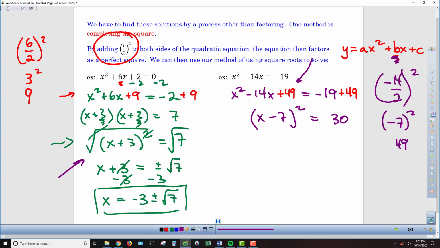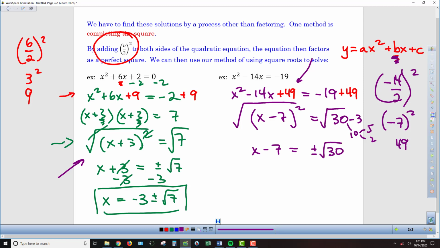So we want to undo that square by taking the square root of both sides. We're now solving using square roots. So the square and the square root cancel each other out. So I've got x minus 7 equals, now I'm going to have plus or minus. And now if I try to factor tree 30, it's going to be 3 times 10. And then I get 5 and 2. So that's just not going to lead anywhere. I'm not going to be able to find any perfect squares inside of it or pairs of numbers. So it's just going to stay square root of 30.